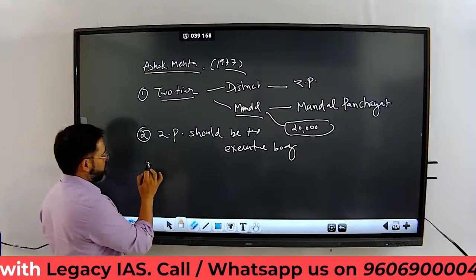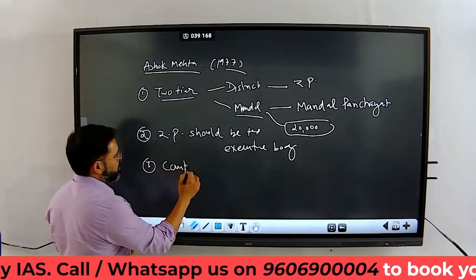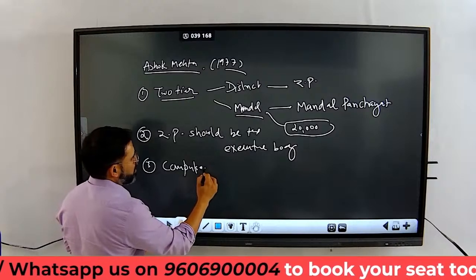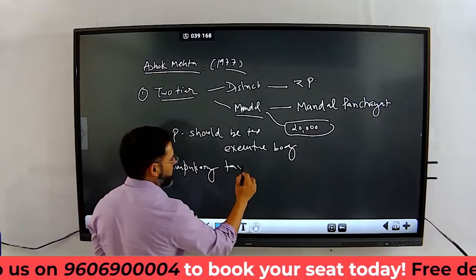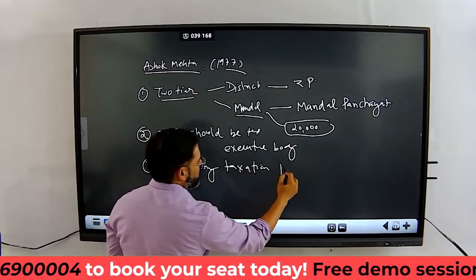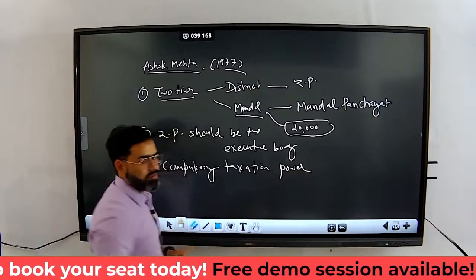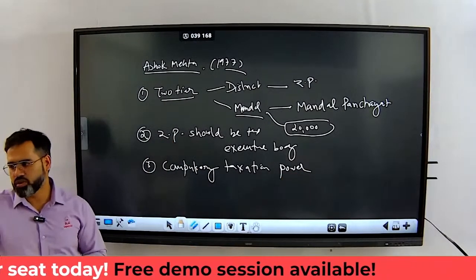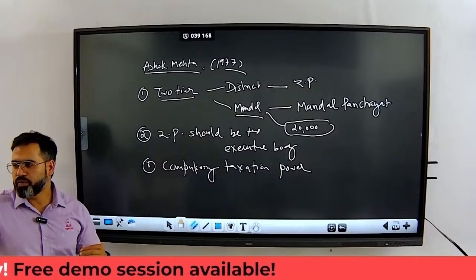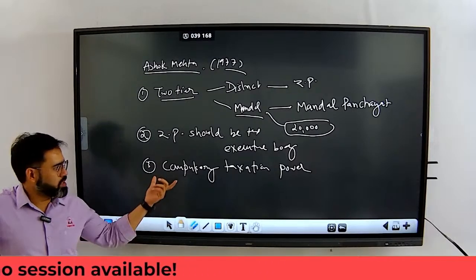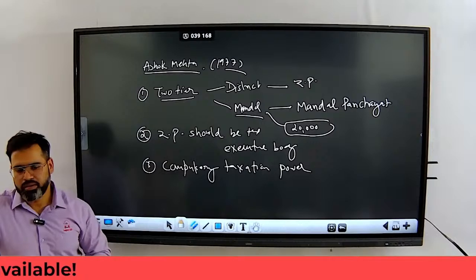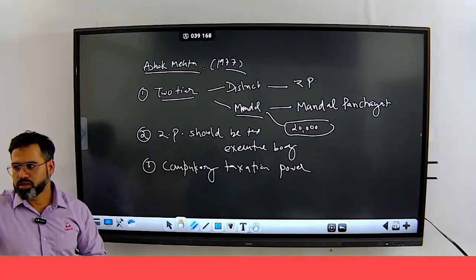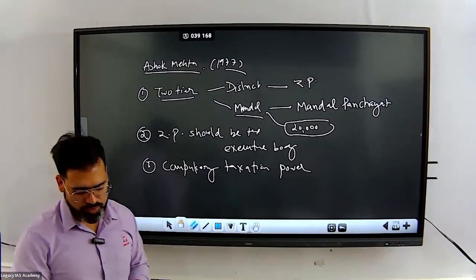Next thing, third is compulsory taxation power. That means they should have this power to collect the taxes also. उन्होंने बोला सिर्फ provision of resources, they have compulsory taxation power. So they can collect the taxes also.